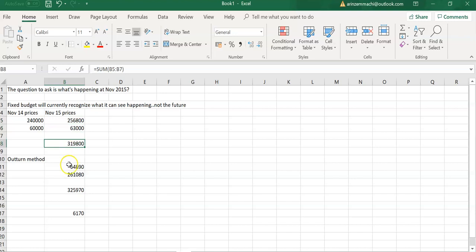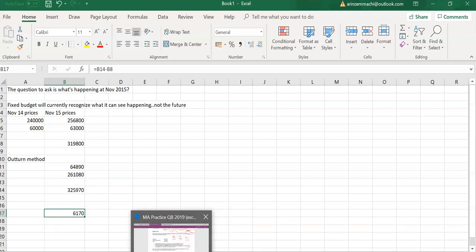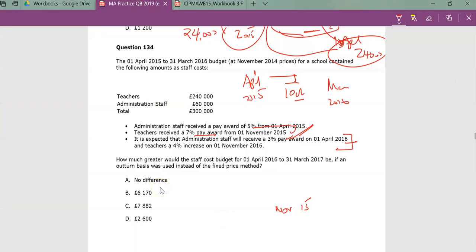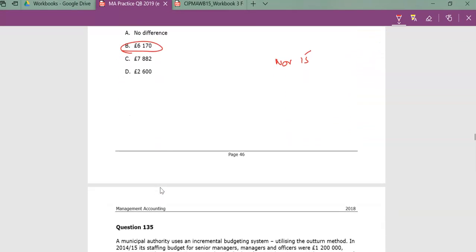The outturn method goes one step further. Takes that figure, gives it the 3% as is recommended. Takes the other one and gives it the 4% only for 5 months. You can see we're really clinical with the outturn. It's for the actual months, and we get this, and we find the difference between the two, which is what they're asking you. You have a difference of 6170. So you always have that, and that takes us into B. Then we have question 135.